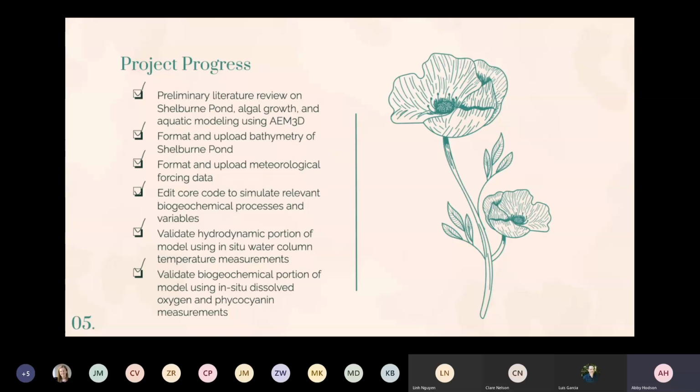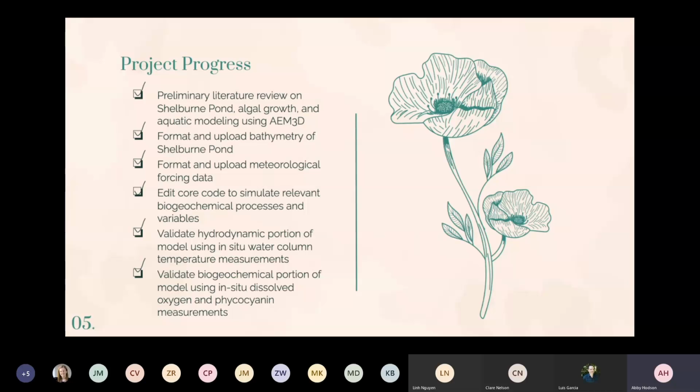Then I found and formatted the bathymetry of Shelburne Pond through mashing together several different data sets from student projects back in 2010. Then I looked at local weather monitoring stations and projects for the data that I needed to force the conditions for the biogeochemical process under the water to occur. Then I edited the core code of the AAM 3D model to only simulate the processes that were relevant and that I cared about and output the relevant variables.